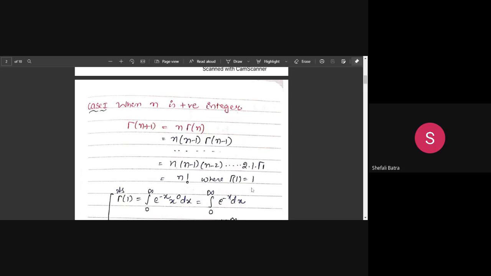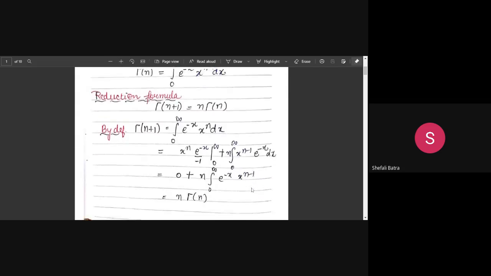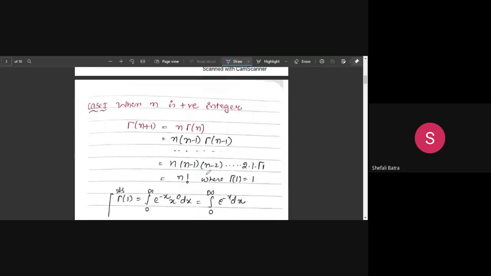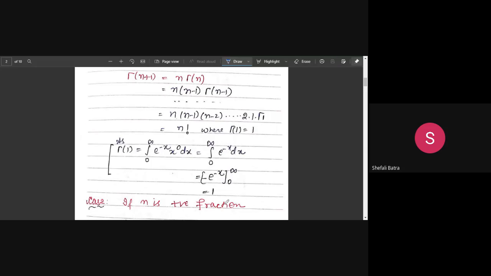Where gamma 1 is equal to 1. For gamma 1, we have substituted here n is equal to 1 in this definition. So integral 0 to infinity e raised to power minus x, x power 1 minus 1, 0, that would become 1. So integral 0 to infinity e power minus x into dx. When you solve it, answer would be 1, as e raised to power minus infinity is 0 and e raised to power 0 is 1, right? So gamma 1 is equal to 1, and gamma n plus 1 is equal to n factorial if n is positive integer.